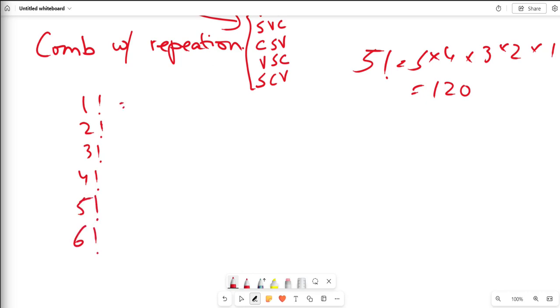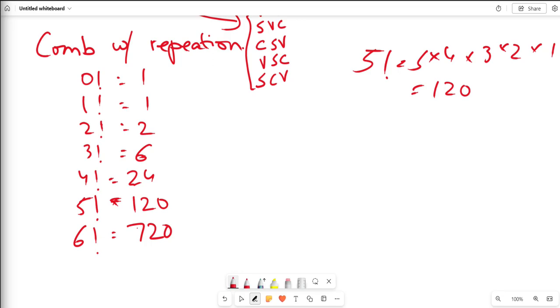So 1 factorial, 0 factorial also. Let's keep it 1, 1, 2, 6, 6 times 4, 24, and then 24 times 5, 120, and then 120 times 6, 720. So up to 6 factorial, this is what the table looks like: 1, 1, 2, 6, 24, 120, and 720.